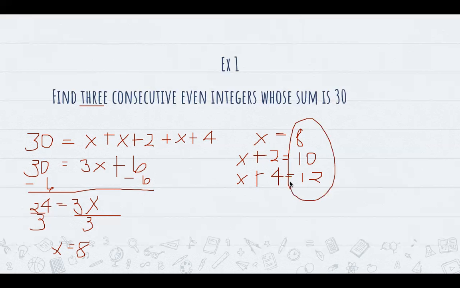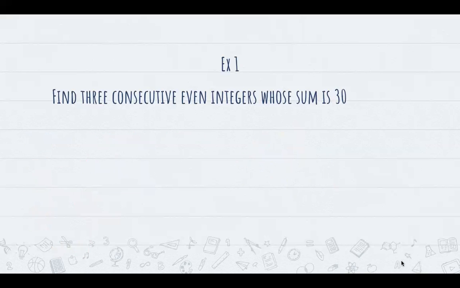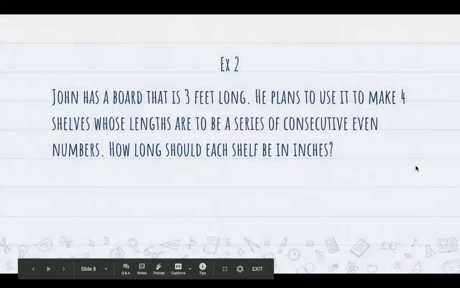So if you add all these up, they should give you 30. 10 plus 8 is 18. 18 plus 12 is 30. So this is your final answer. These are your 3 consecutive integers. Okay, moving on to the next example.